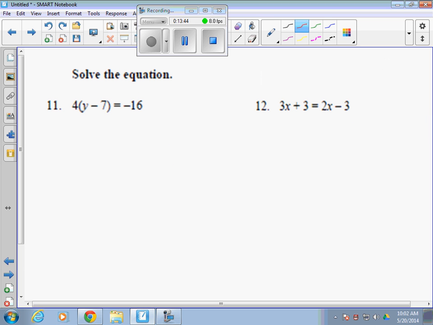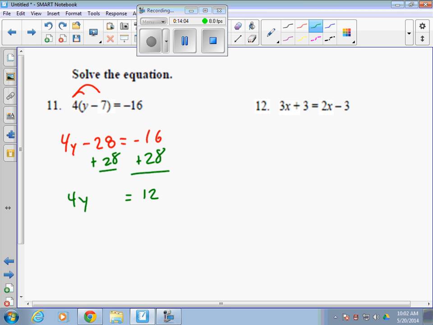Number 11 says solve this equation. 4 times y minus 7. You have to distribute 4 times y and 4 times negative 7. Okay, undo your order of operations. Undo minus 28. You get positive 12. Undo multiply by 4. You get positive 3.